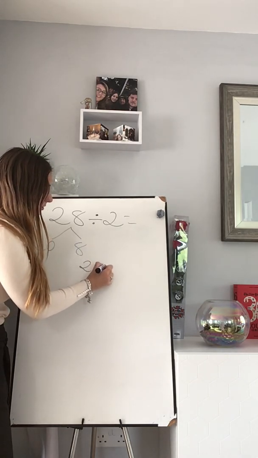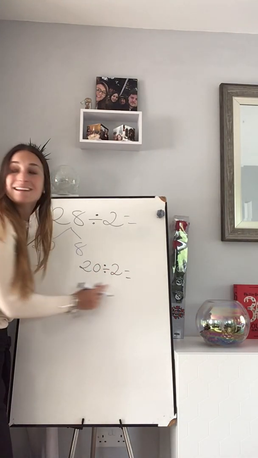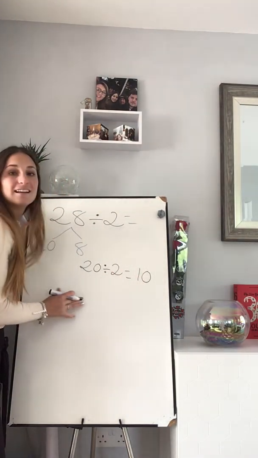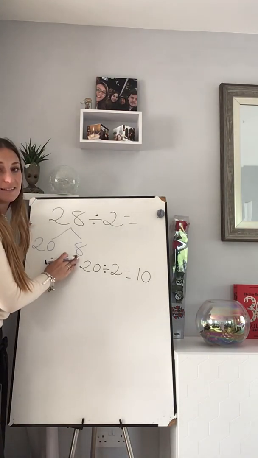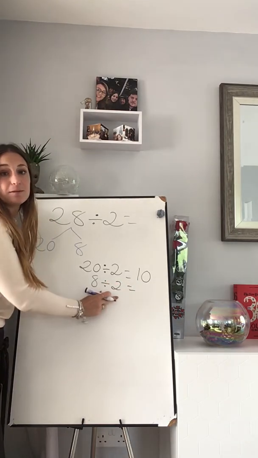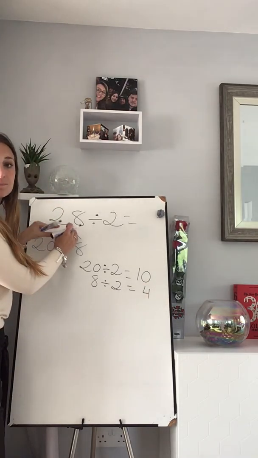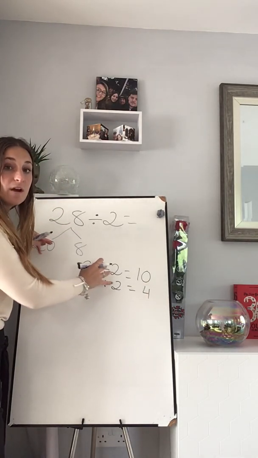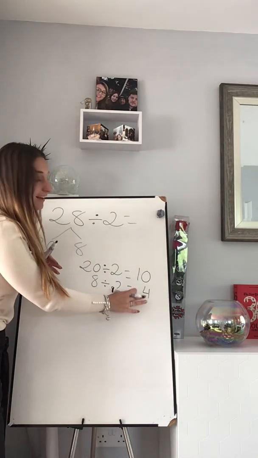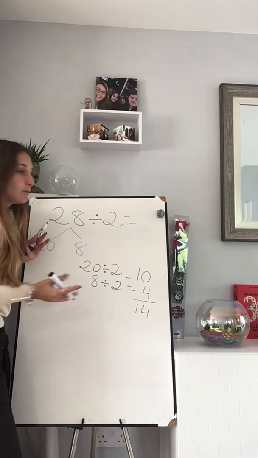Now I'm going to divide 20 by 2. 20 divided by 2 is 10. Next, I'm going to divide 8 by 2. 8 divided by 2 is 4. Now I have partitioned it, I split it in 2. Now to get my correct answer, I need to put it back together. So 10 and 4 is 14. Brilliant. So we have it.